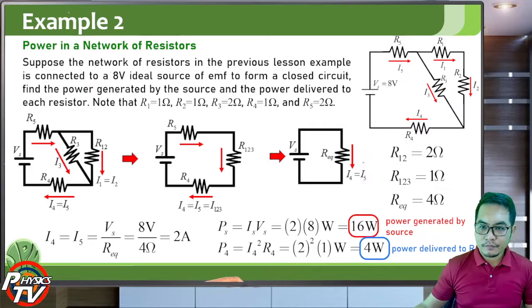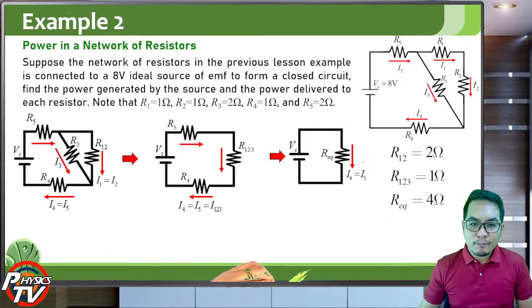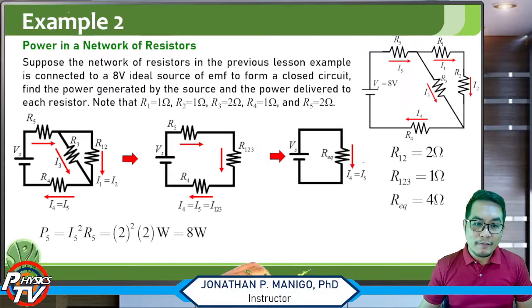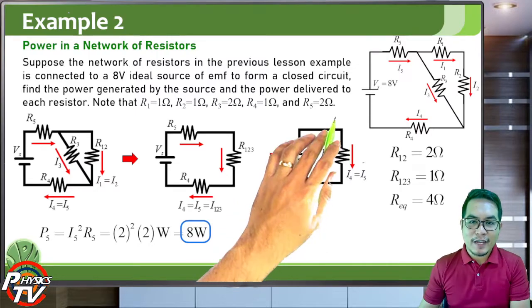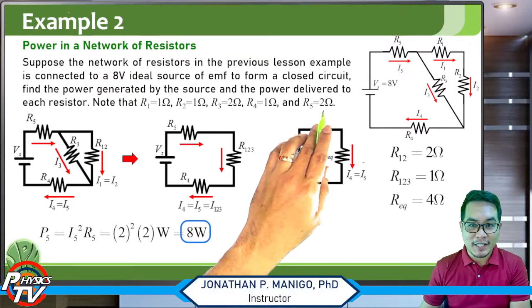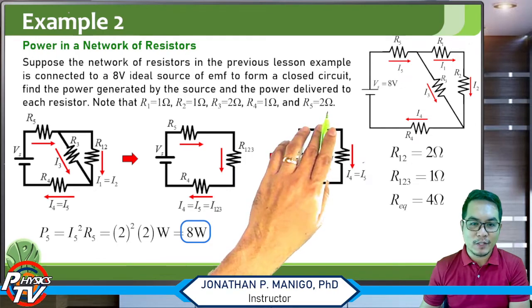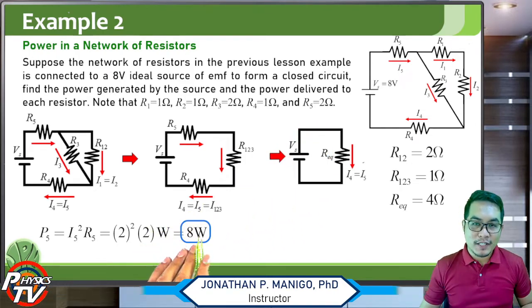So the same power is also delivered to R5. Since R4 and R5, I stand corrected. R5, the same current but different resistance. And R4 is 1 ohm, R5 is 2 ohms. So you will have 8 watts.